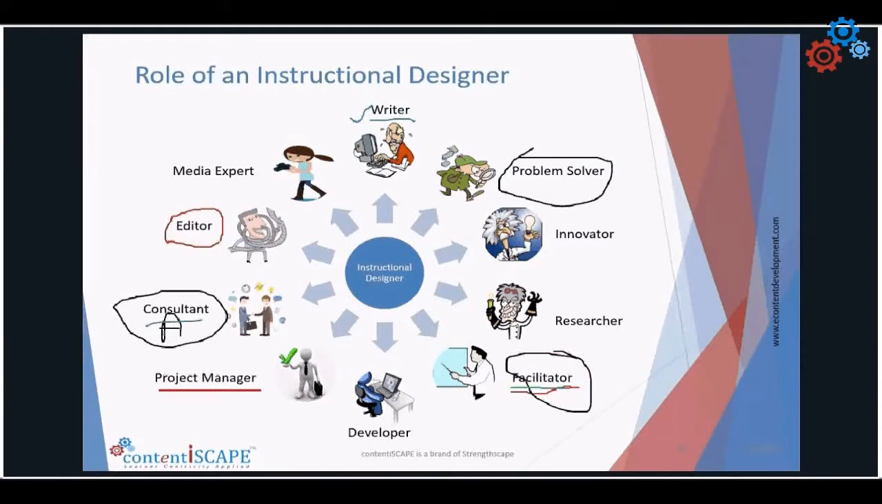We'll start with Anam. Do you want to just tell us why those 3 resonate with you the most? Consultant, facilitator, and problem solver. Yeah. So I see the instructional designer role as a very end-to-end role. It has to start with identifying the problem and arriving at a solution.